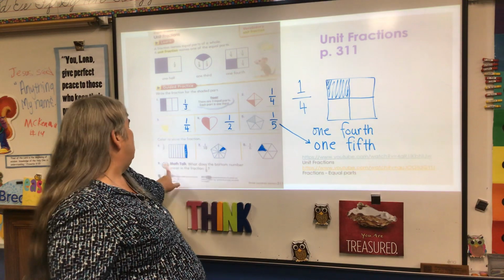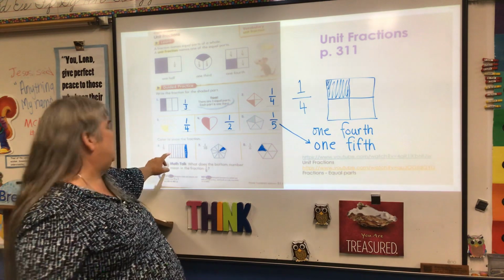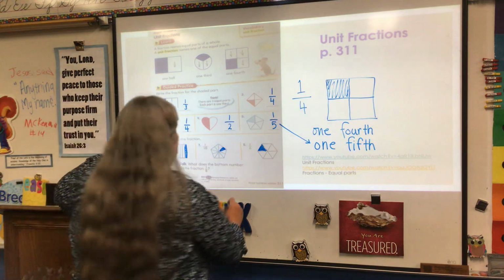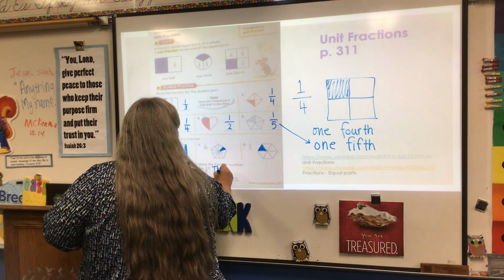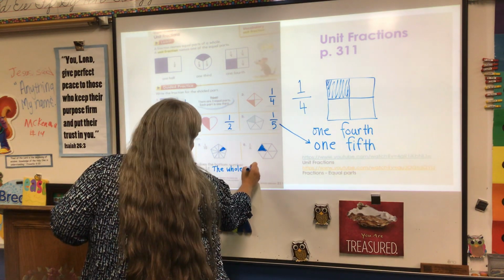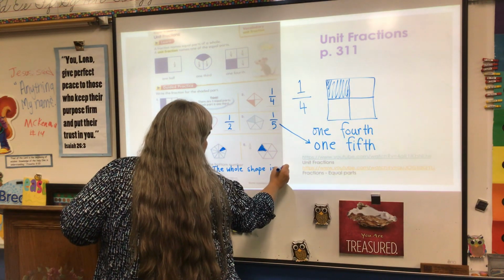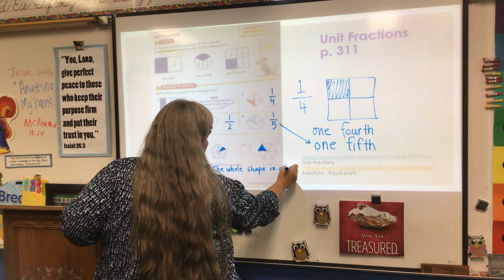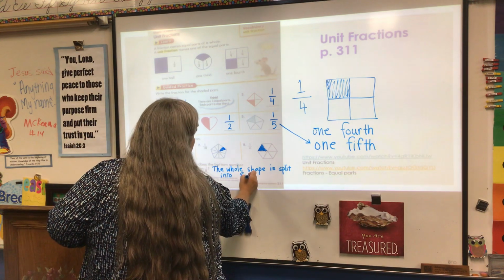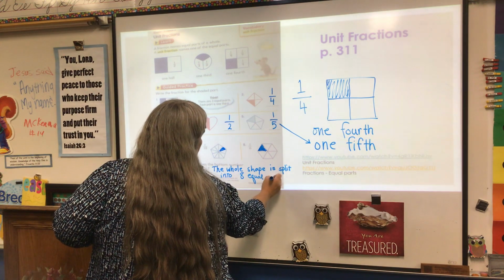Okay, what does the bottom number mean in the fraction 1/8? Or 1/8, excuse me. So it's kind of the same as this one right here. And so I'm going to write down what that means. It means the whole shape, whatever it is, split into 8 equal parts.